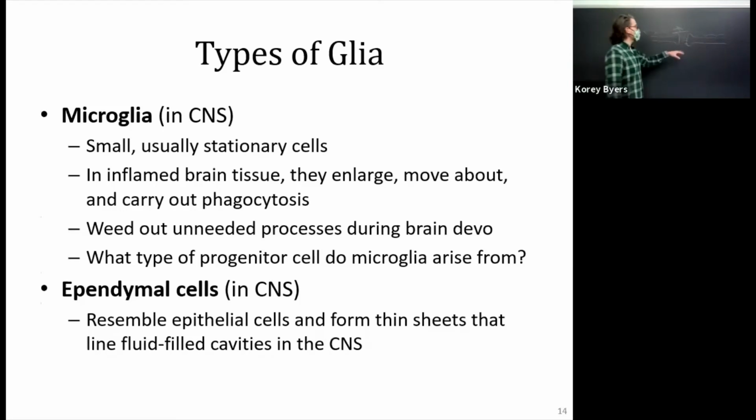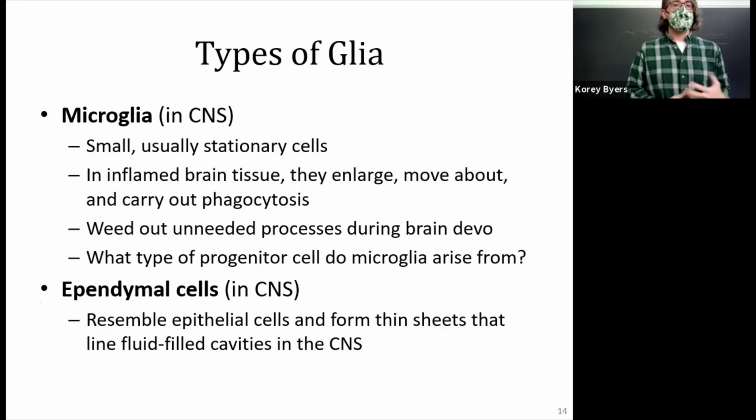Throughout your central nervous system, along with the astrocytes, you also have a bunch of these microglia. These are usually stationary. They've gotten lodged and they're going to stay there until something happens, until there's inflamed tissue, and they can move about and carry out phagocytosis.